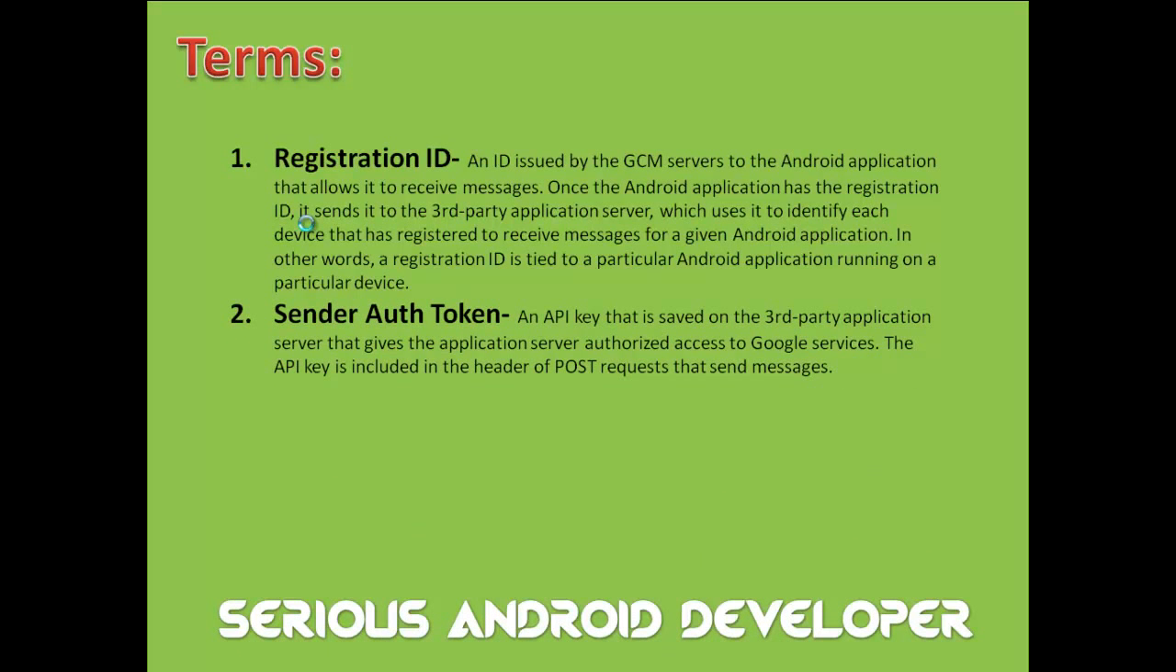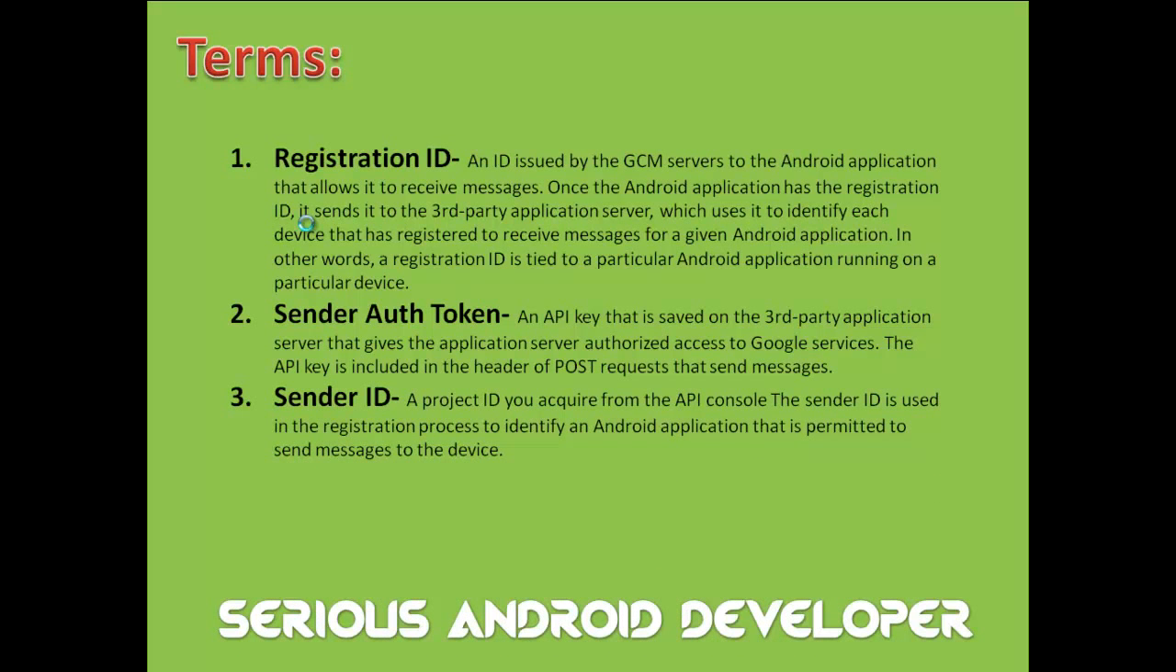Second, the sender authentication token. This is an OAuth 2.0 API key. It is saved on the third-party application server. Whenever the app server has some data to be sent to the phone, it needs to send an HTTP request to the GCM server. Every HTTP request needs to be authenticated, so this API key acts as a password or an authentication token to authenticate every HTTP request. Finally, the sender ID.